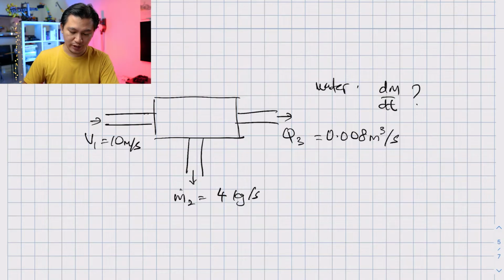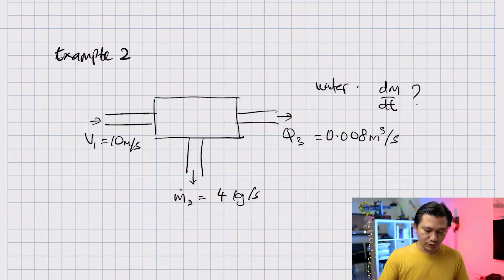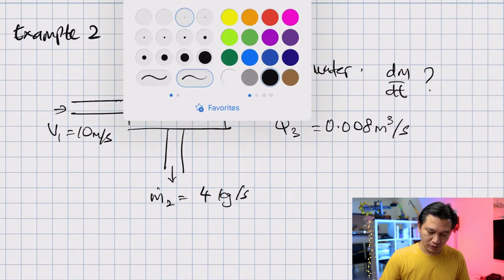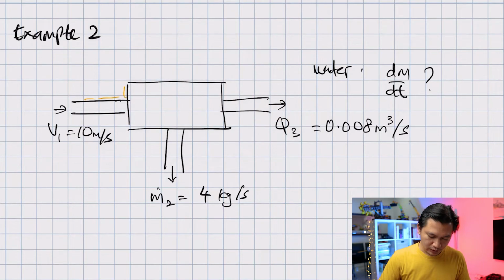Now let's take a look at what happens. But first of all, of course, we need our control volume. So let's draw here, and let's say our control volume looks something like that. As long as it covers the inlet and exits, that will be fine. This will be your point 1, this will be your point 2, and this will be your point 3.